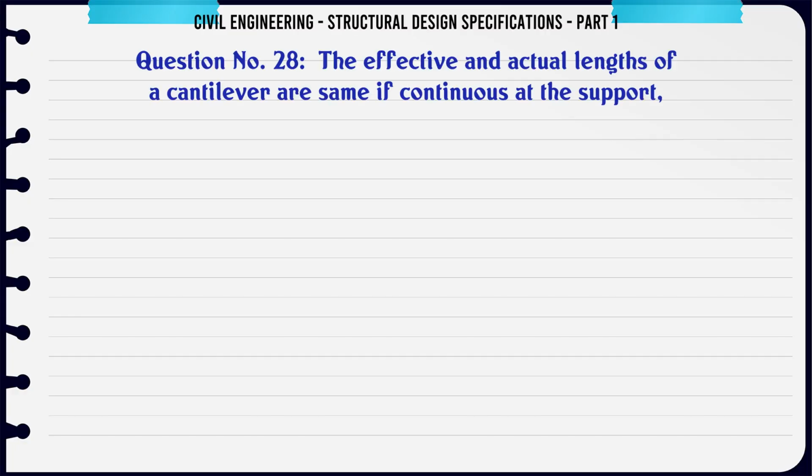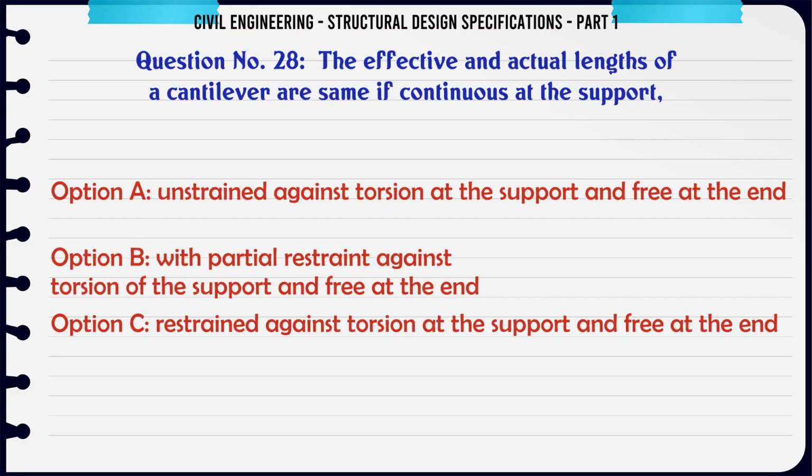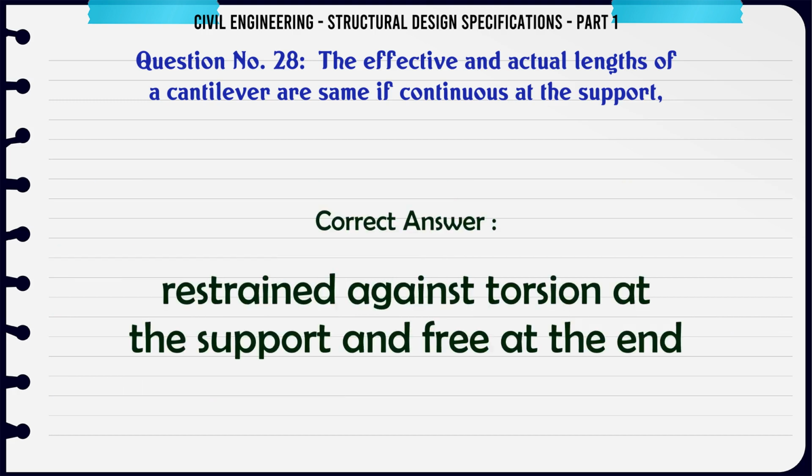The effective and actual lengths of a cantilever are the same if continuous at the support. A. Unrestrained against torsion at the support and free at the end. B. With partial restraint against torsion at the support and free at the end. C. Restrained against torsion at the support and free at the end. D. None of these. The correct answer is restrained against torsion at the support and free at the end.